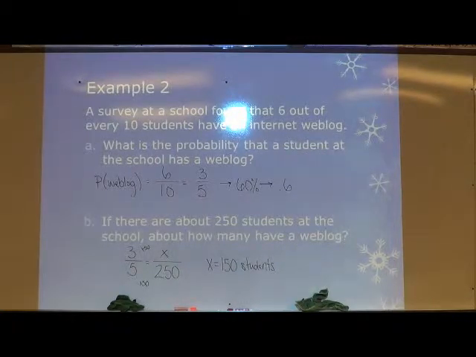Again, we're not positive it's 150, it could be 120 or 167 or something like that, we don't know. We're just using the proportion that we had, we're using that probability, and we're going to solve the proportion to estimate how many we think.